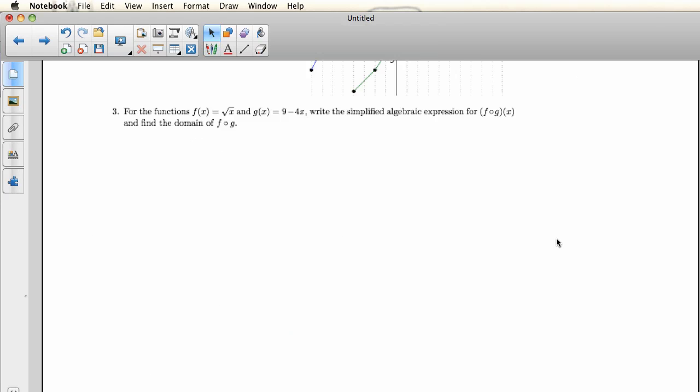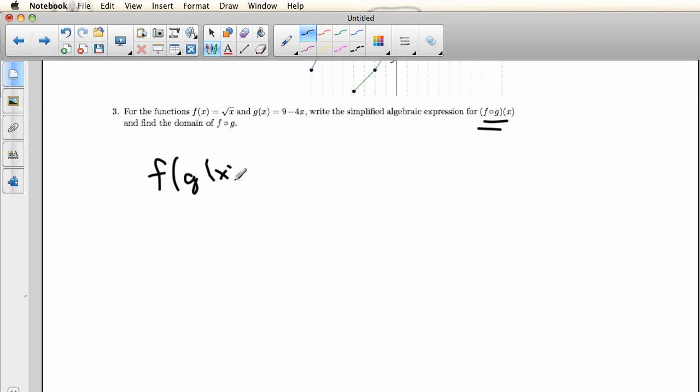In the last problem, we're forming a composition algebraically, but I don't do steps that are any different. So I'm trying to find an algebra expression for f of g of x. So I rewrite that first as nested f of g of x. g of x is replaced by what g of x is equal to, same as we did before, but g of x is equal to 9 minus 4x.